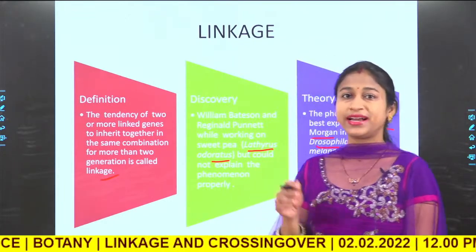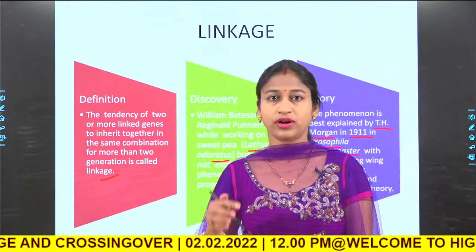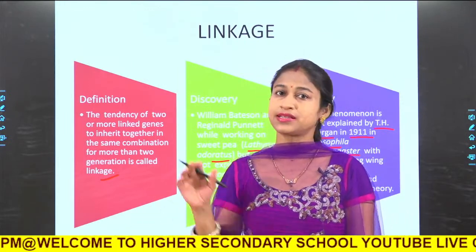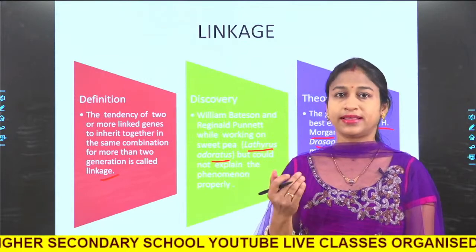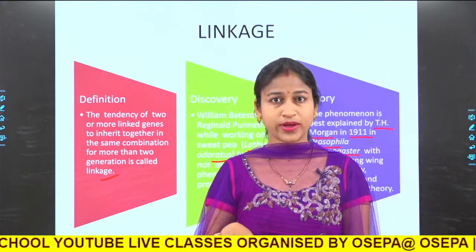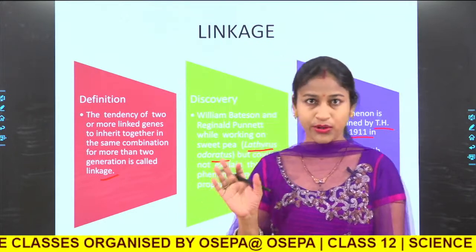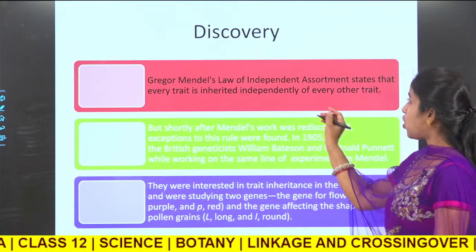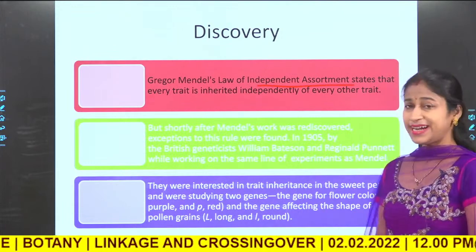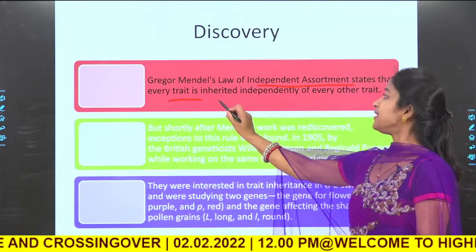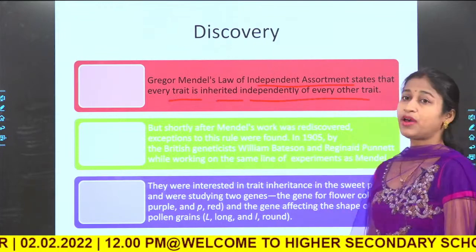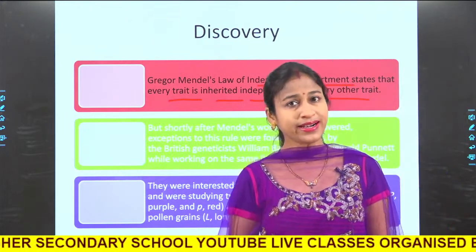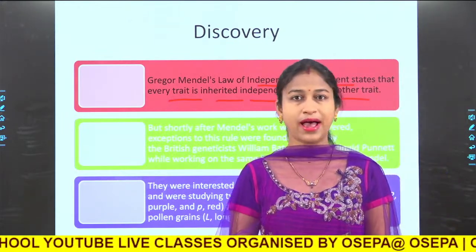Whereas Mendelism tells us that a single trait is inherited independently of another trait, this linkage theory establishes that traits can also be linked together and inherited as a single unit. So, let us have a look at this discovery. Mendel's law of independent assortment states that every trait is inherited independently of every other trait.